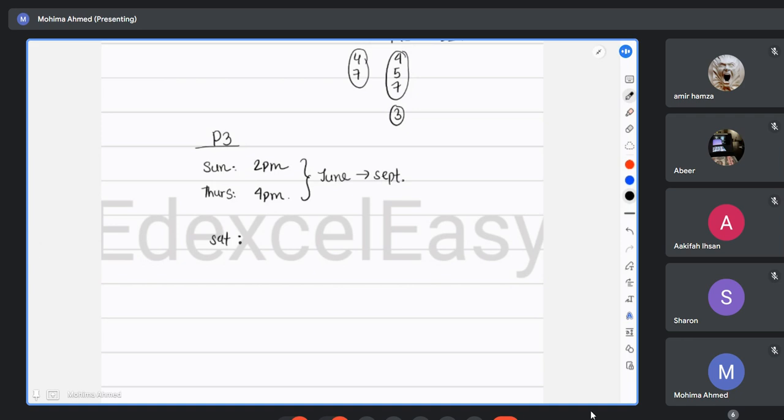Or maybe 1 p.m. Okay. So approximately 12 p.m. This is from October. October, this will continue till your May 2025 sessions. Okay.